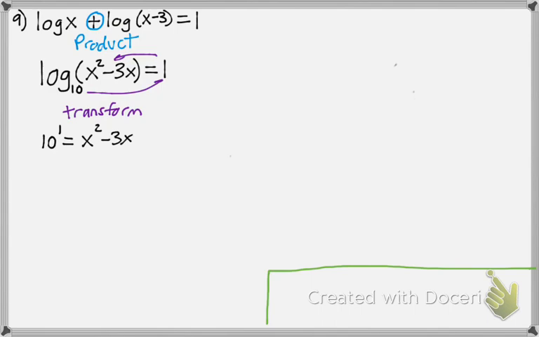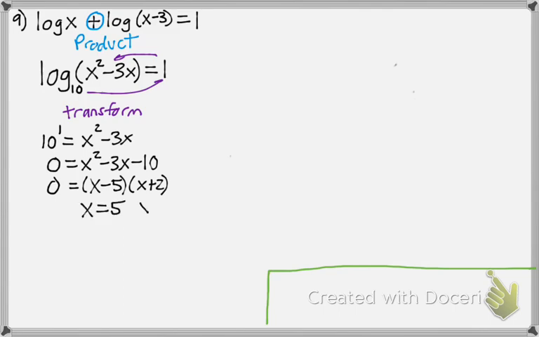So I actually want to get everything to one side and 0 on the other. So I want to subtract that 10, because 10 to the 1 is just 10. So 0 is equal to x squared minus 3x minus 10, and then that can be factored. So that's going to be x minus 5 times x plus 2, which means x is going to be equal to 5, x is going to be equal to negative 2.